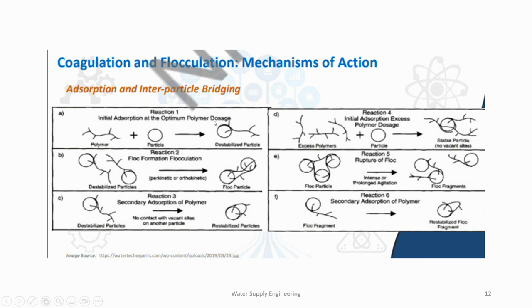But if the dosage is higher, then multiple polymers may get attached to the same particle, forming a stable particle. Some of them may also form flock particles, but will eventually result in flock fragments or rupture of flocks, further leading to secondary adsorption and restabilization.